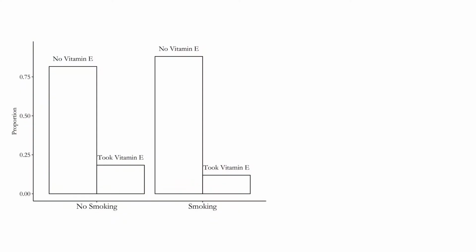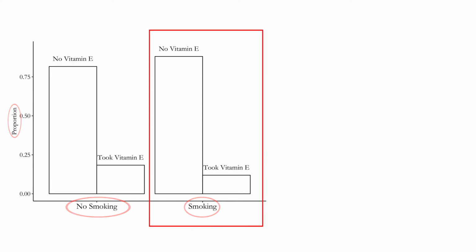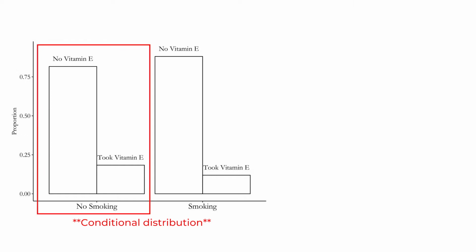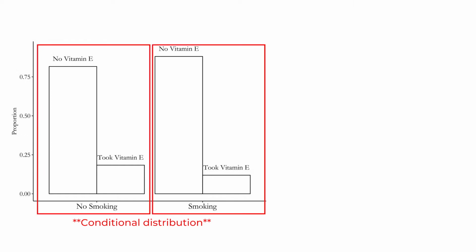Conditional on the value of another variable. Let's look at whether you are smoking or not. So here's a graph that shows the conditional distribution of taking vitamin E, conditional on smoking or not smoking. Among smokers, the proportion who take vitamin E is lower than it is among people who do not smoke, right? I'm describing to you how the distribution of vitamin E taking changes when you select on different values of smoking. That is what a conditional distribution is. On the left here, we have the distribution of vitamin E taking conditional on not smoking. On the right, we have the distribution of vitamin E taking conditional on smoking.